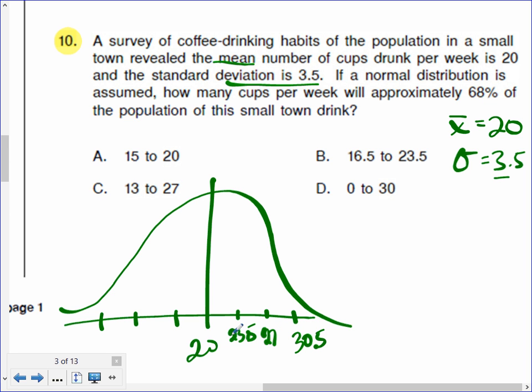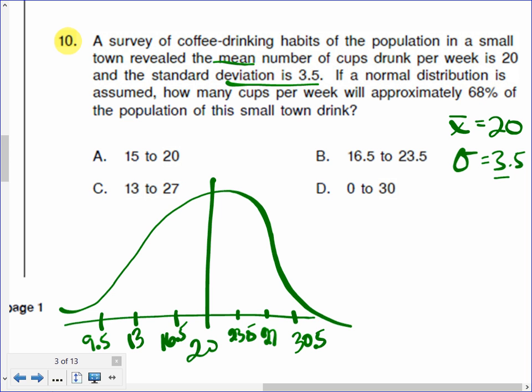Find out the other side now. 20 minus 3.5 is 16.5. Minus 3.5 again, careful, 13. And 9.5. Whenever I'm able to fill out the whole chart, I just go ahead and do it. It's pretty quick, pretty easy, and you're probably going to need at least some of the information.